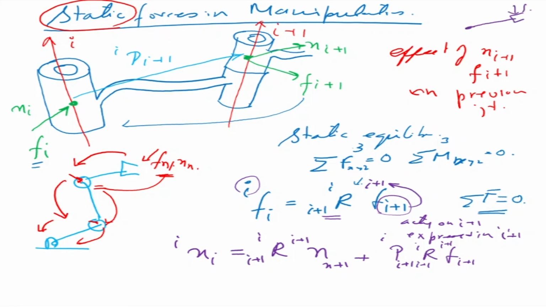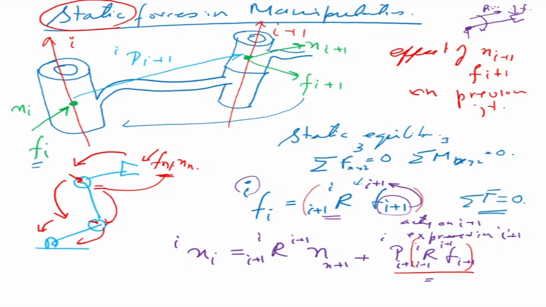There's a force acting here. So the force will also be transmitted on this side, and this force will cause a moment. That moment will be this force times the distance p_{i+1}. Now if you look at this term here, that is the distance times the force. This much is equal to this much, right?